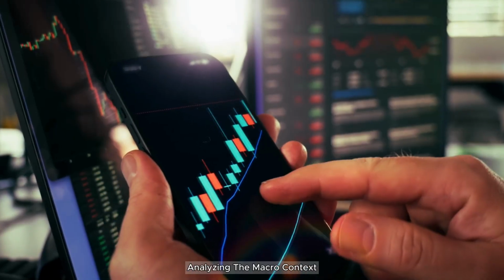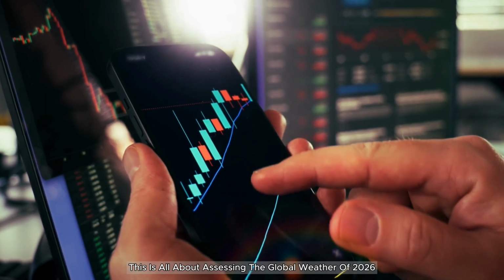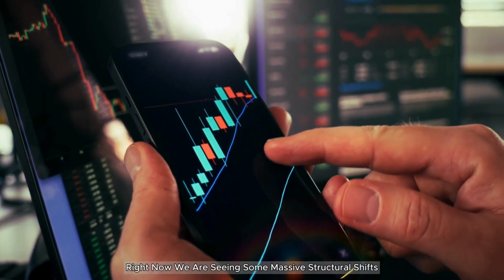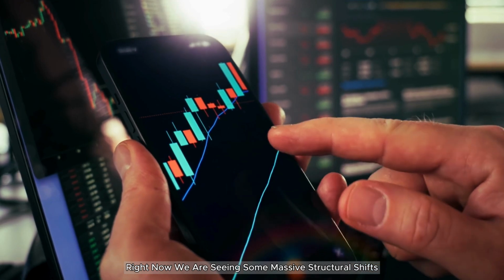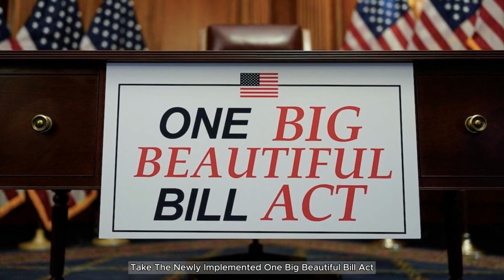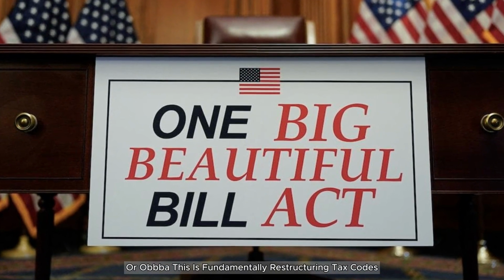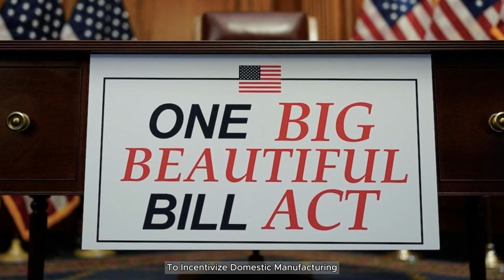Alright, step 1, analyzing the macro context. This is all about assessing the global weather of 2026. Right now, we are seeing some massive structural shifts dictating the primary flow of money. Take the newly implemented One Big Beautiful Bill Act, or OBBBA. This is fundamentally restructuring tax codes to incentivize domestic manufacturing.